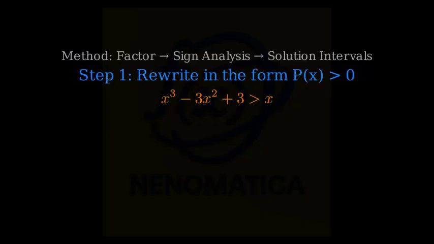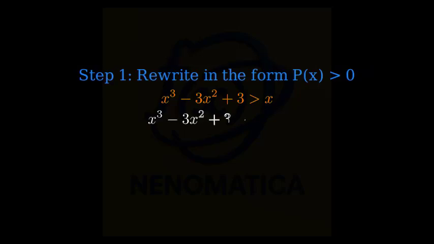Step 1. Put everything on the left. So we have a polynomial strictly greater than 0. Start with the original inequality. Subtract x from both sides. It is convenient to reorder terms for grouping.